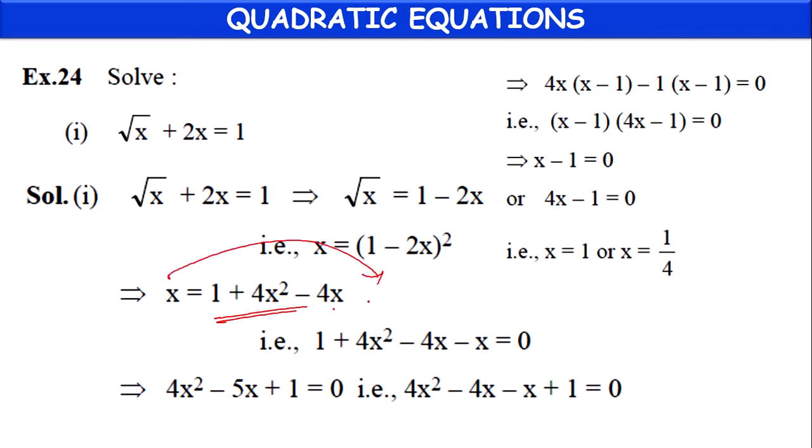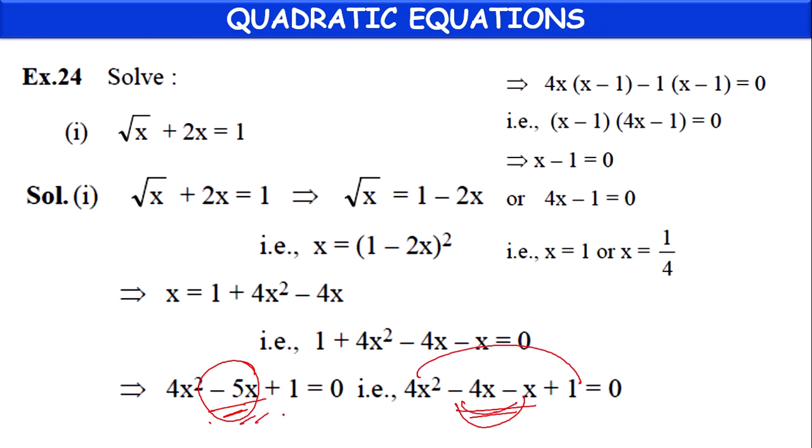If we take x to this side, 1 plus 4x square minus 4x minus x equals 0. The x square term we write first, minus 4x minus x, we are having minus 5x. After that we write the constant term equal to 0. But we have to solve it. So the middle term is split into minus 4x and minus x, so that the product equals AC and the sum equals B. Then we can take common factors like we have done in earlier methods.